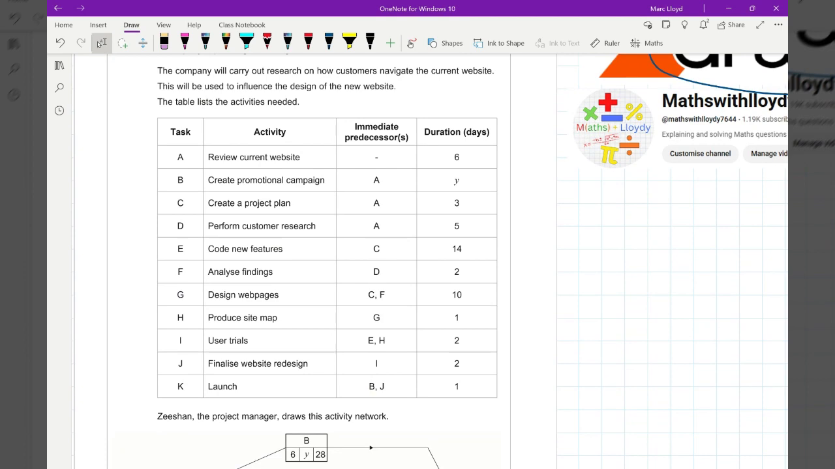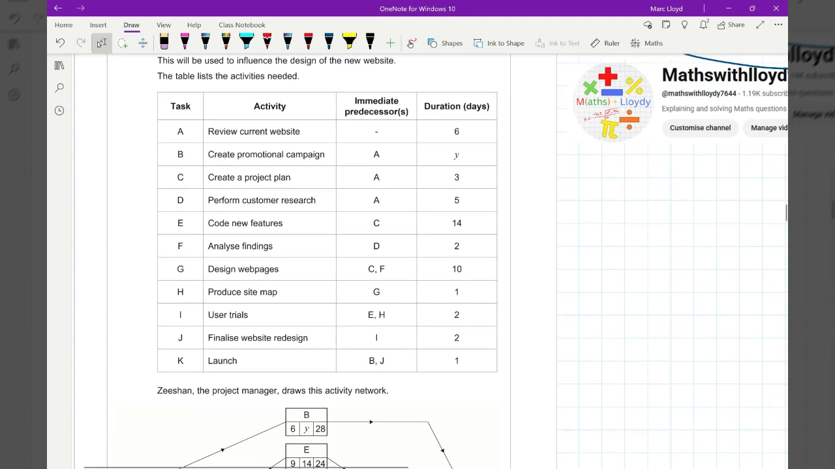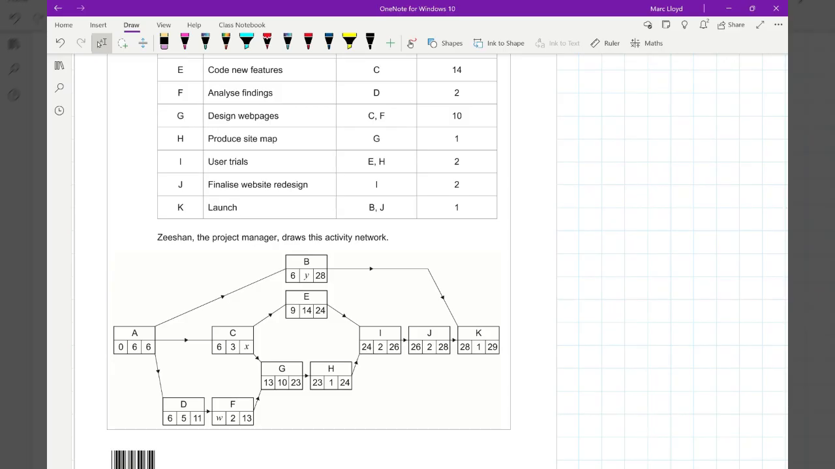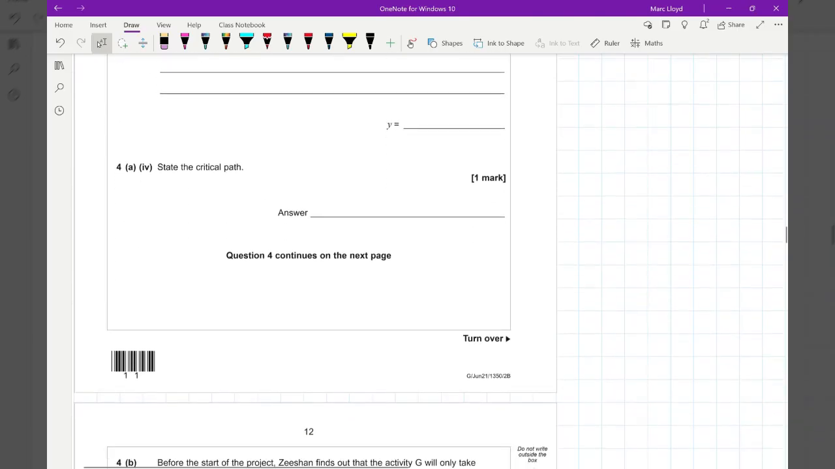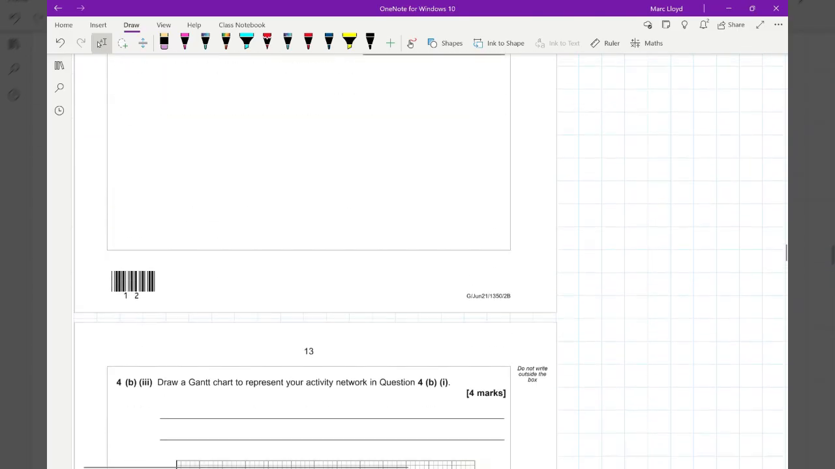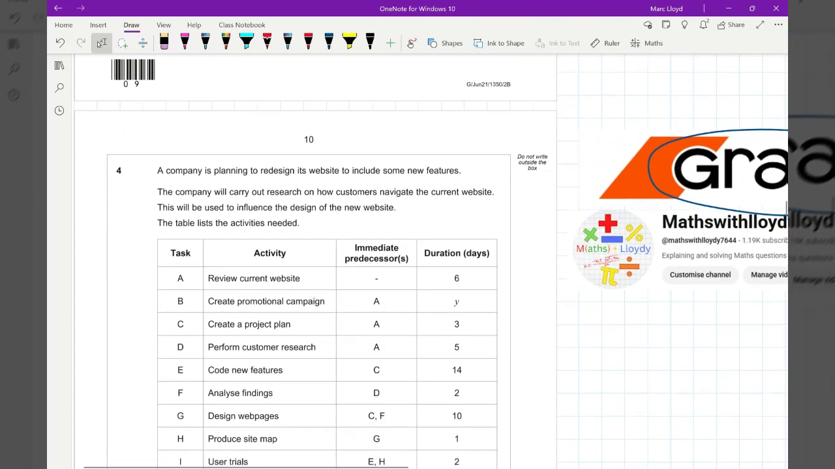Now, this is unique. I haven't seen one like this before, but we have gaps, we have unknowns. So the duration for Y in that group is unknown. So we need to work it out, which is going to be great. Just scrolling down, there is no drawing of an activity network for once, which is great, but we do need to draw a Gantt chart.